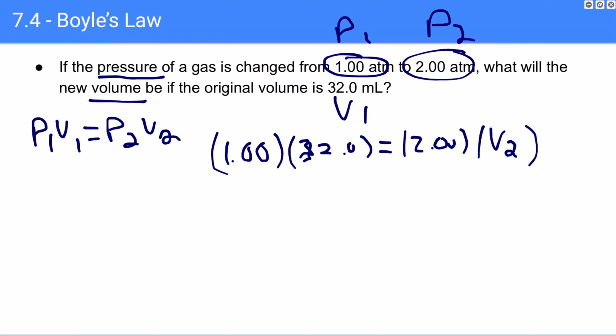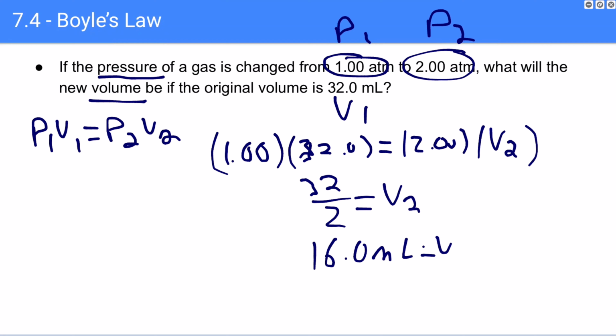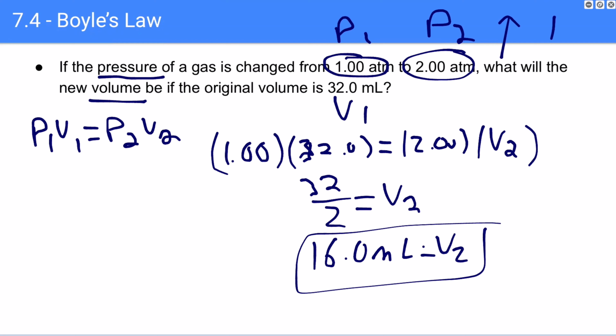So we're just going to do a little bit of math here. So this ends up being 32 over 2 equals V2. So we end up with 16.0 milliliters for V2. And again, we can take a look at this relationship to figure out if we did it correctly. The pressure went up between P1 and P2. So that means that the volume should go down. And it did. So we know we've gone through and done this correctly.